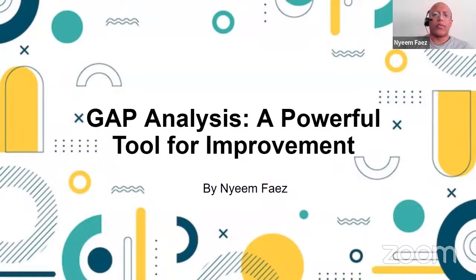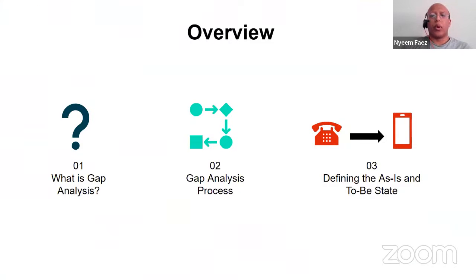So this presentation is about gap analysis, which is a useful tool for process improvement and understanding how we make business change or business transformation, whether it be a small change or a large change that affects the business itself. In this presentation, we'll go over three key aspects: understanding what a gap analysis is, what the process involved in carrying out this tool is, and how we define the as-is and to-be state, which we'll get to know.